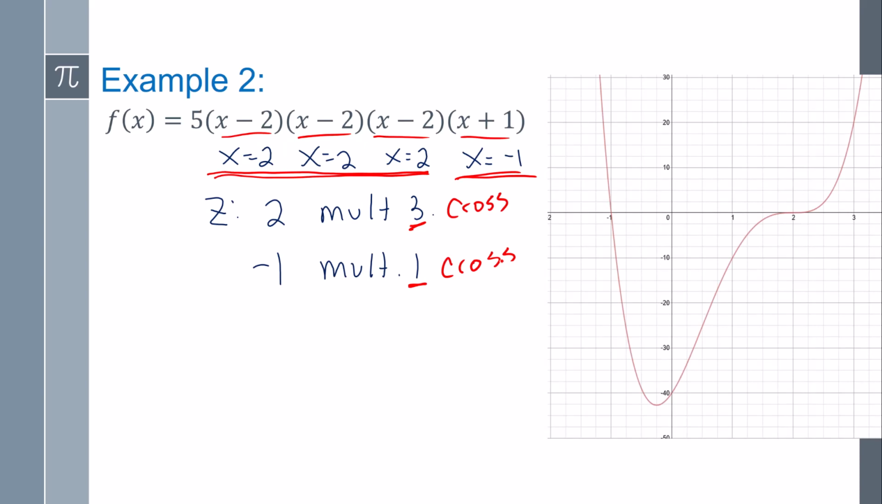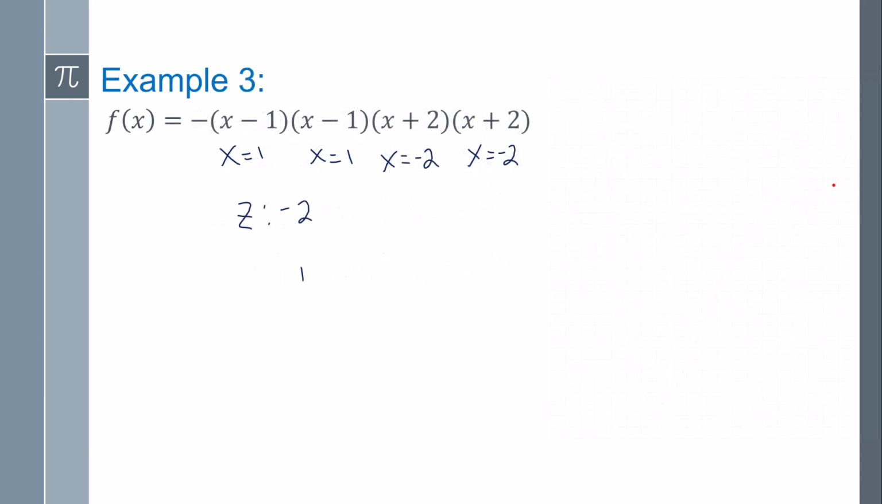Now let's take a look at the graph. This is what the actual graph looks like. Notice at -1, it crossed through. Notice at +2, which is my 0, it crossed through it. It passed through the 0. It didn't bounce in return. Let's take a look at another one.